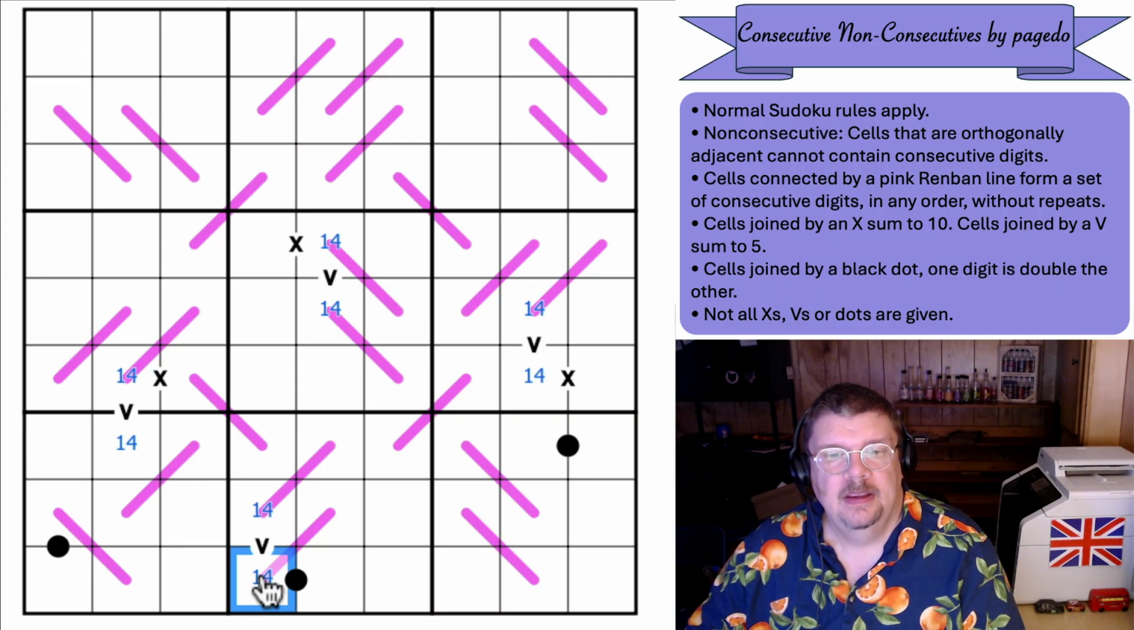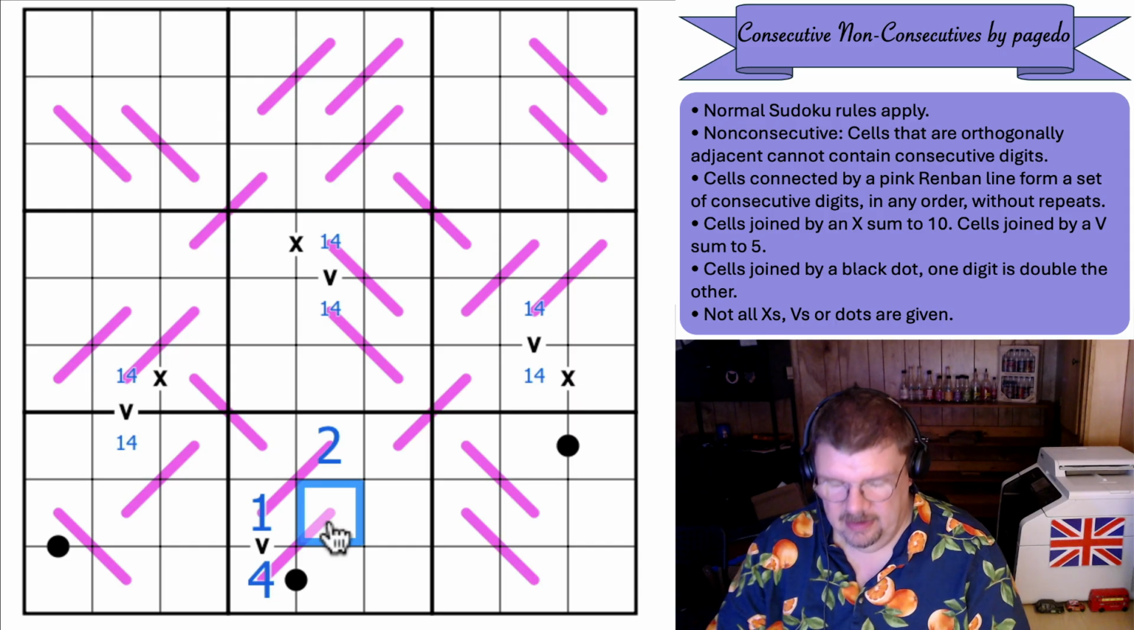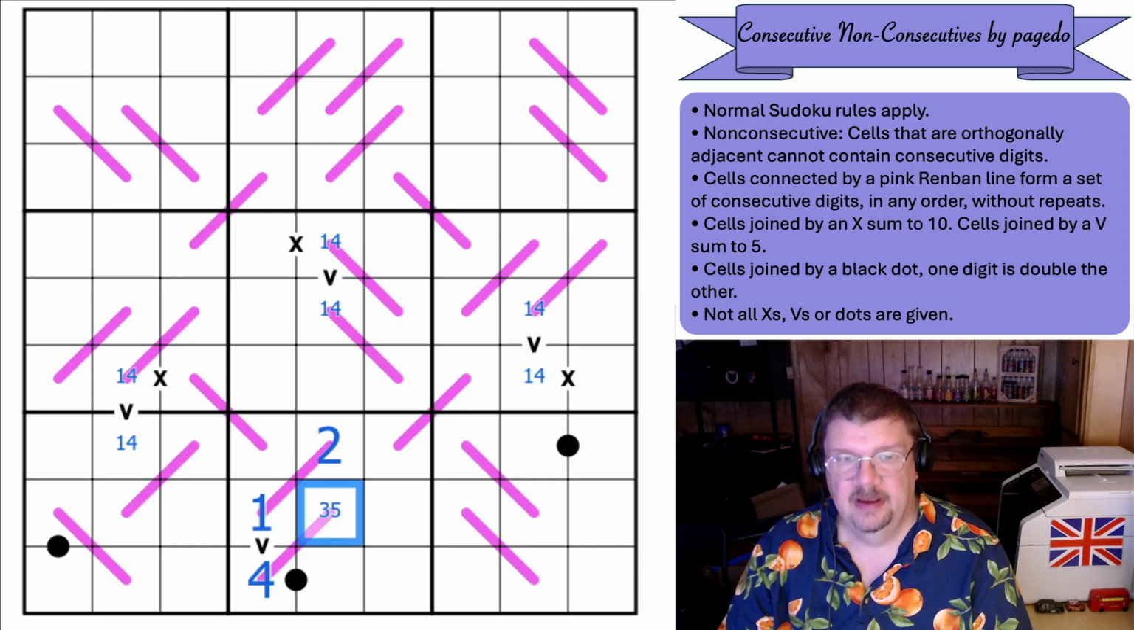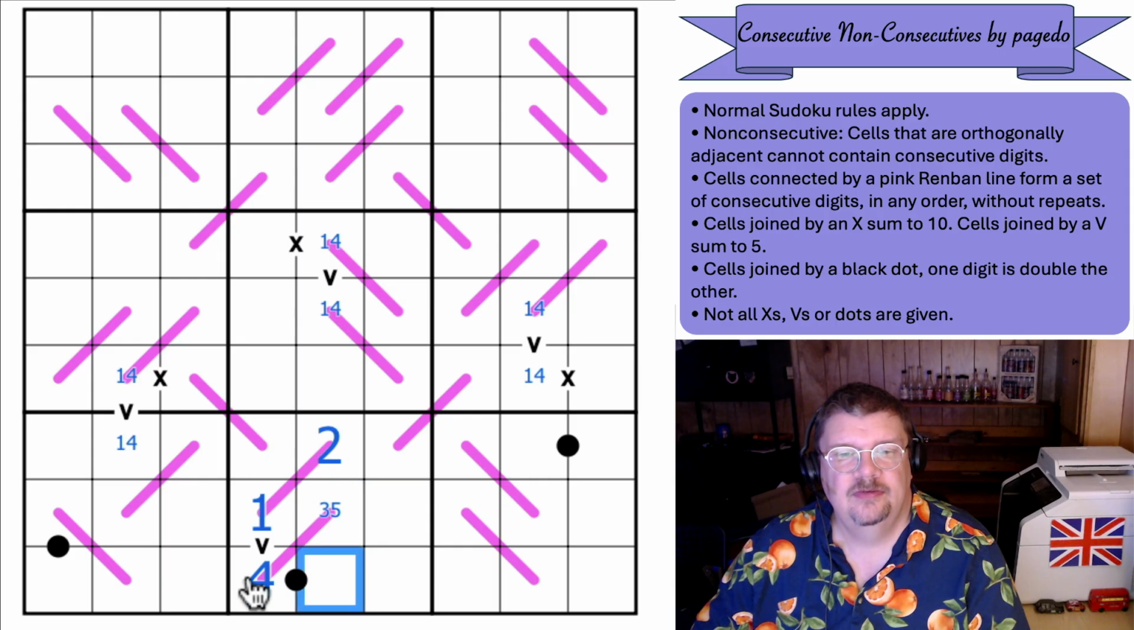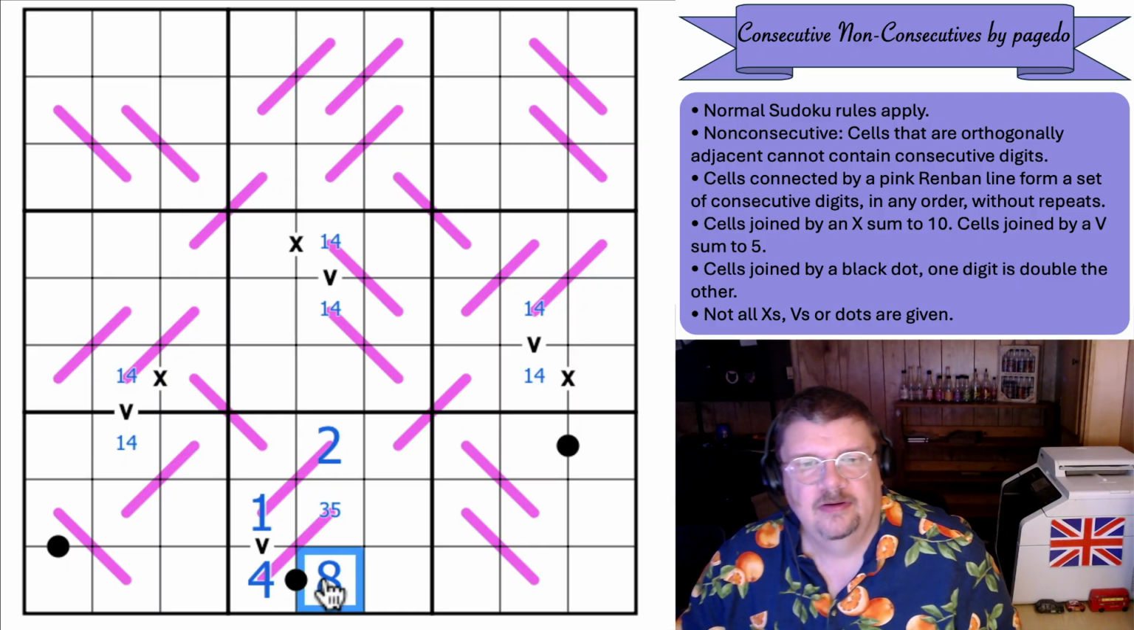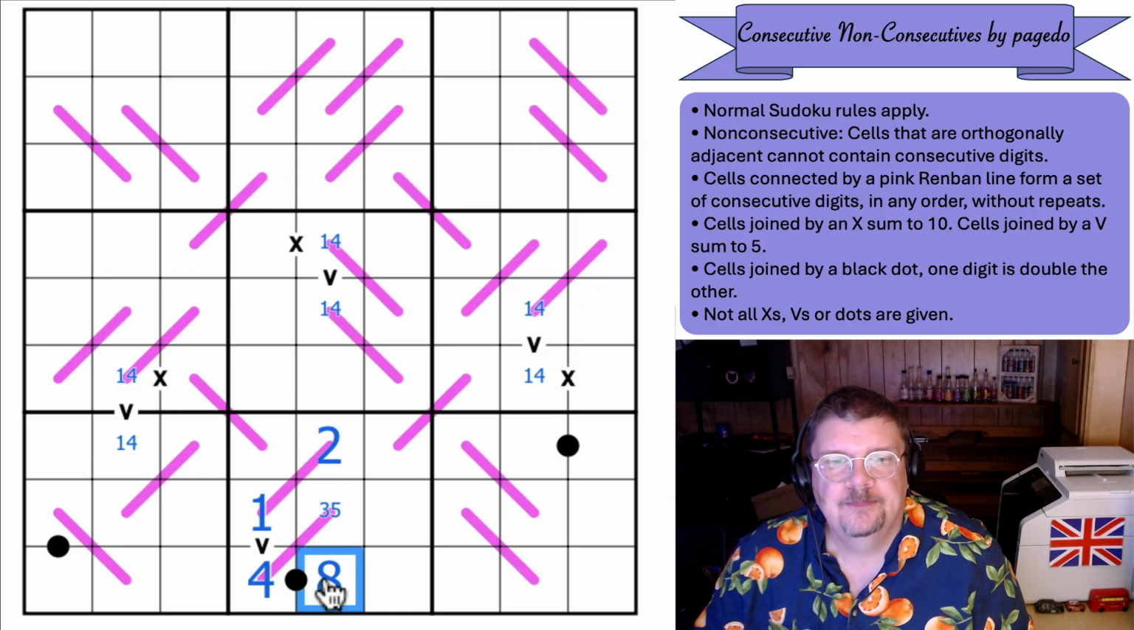Now, here, if this were a 4, then this would be a 1, and then this would have to be a 2 to be double it. But we have the non-consecutive rule in play. So that can't actually be a 1, 2 pair. Therefore, this must be a 4, this must be a 1, this is a 2. This now is a 3 or a 5. If this is not a 2, then it has to be an 8. That's the only other digit that can go on the black dot with the 4.